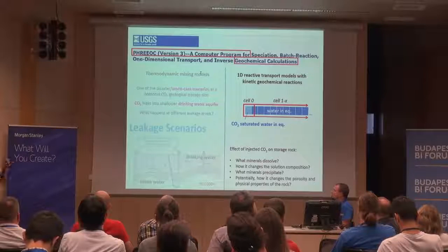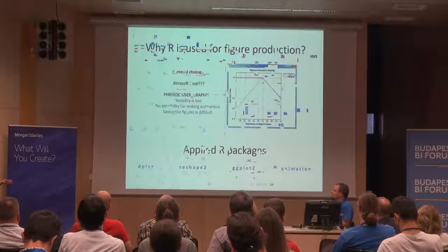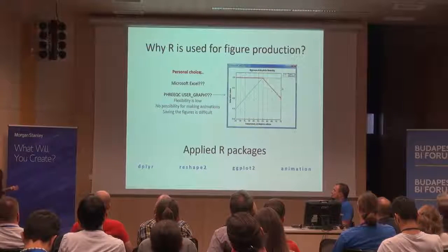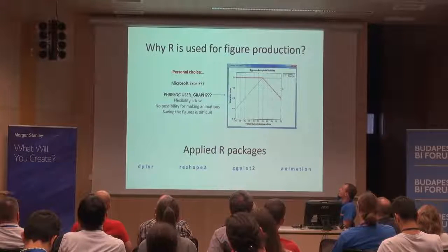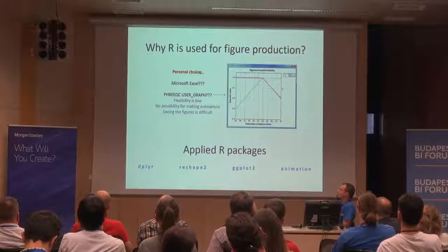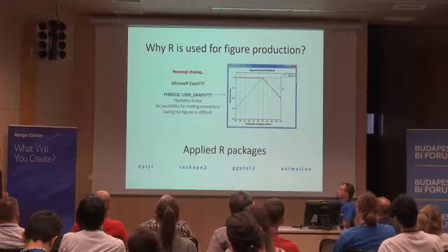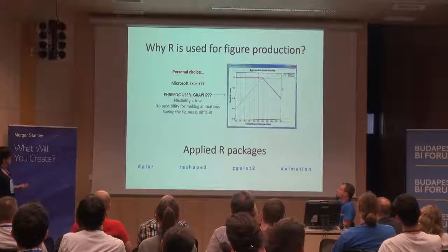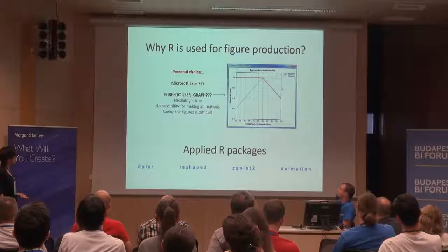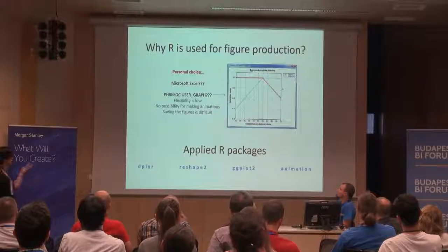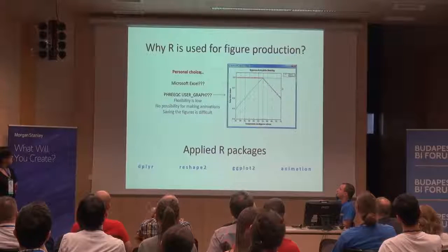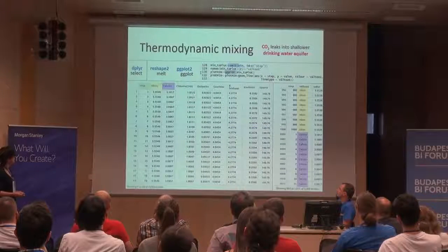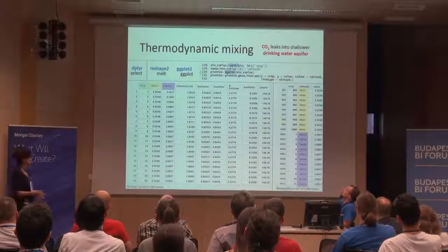So we are using PHREEQC for the geochemical models, and I'm using R for the figure production or the animation production. It was a personal choice. You probably understand why I didn't want to use Excel. And PHREEQC actually has some built-in possibility, the PHREEQC user graph, but it's not really flexible. Saving the figures is difficult, and it cannot do animations.